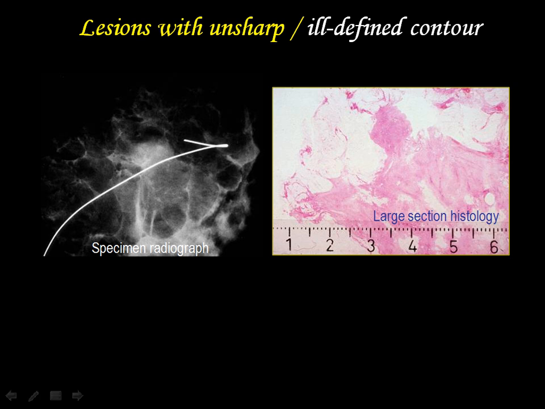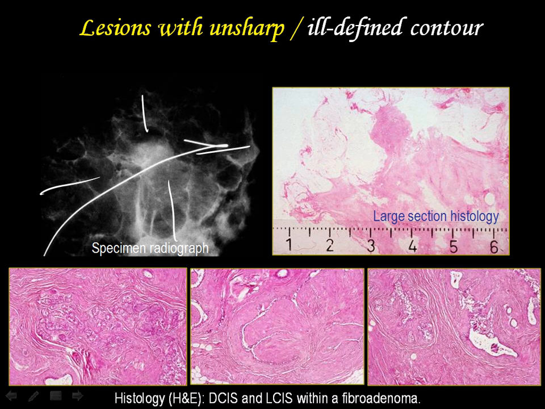The lesion has been removed with very good margin. And here we see the final histology: low-grade in situ carcinoma as well as lobular carcinoma in situ localized within a fibroadenoma. Could we have made this diagnosis preoperatively just by looking at the imaging? The answer is no. We had to use intervention.